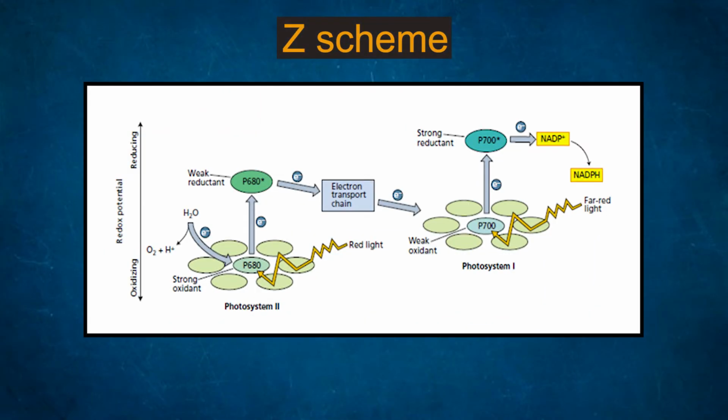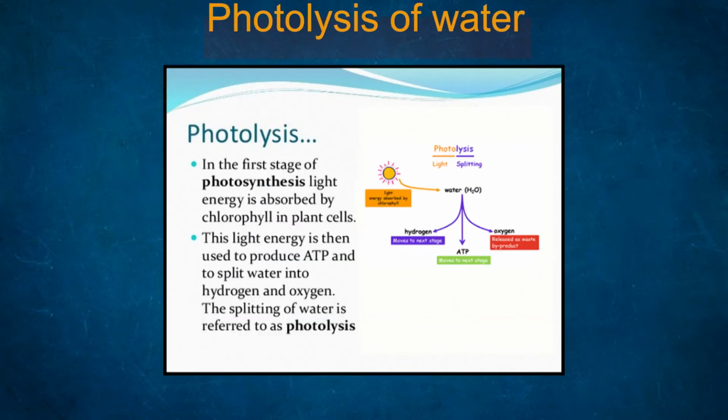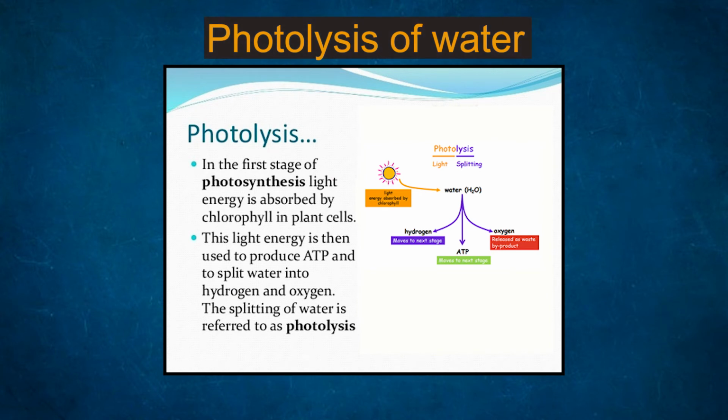There is also a difference in the wavelength of light absorbed by each photosystem. Photosystem 2 absorbs red light, particularly at 680 nanometers. Photosystem 1 absorbs light at 700 nanometers. Now, Robert Hill first discovered the photolysis of water. He found that during the light reactions of photosynthesis, there is evolution of oxygen. And what is the reason? The oxygen evolving complex associated with photosystem 2 is the main key player behind the photolysis of water.